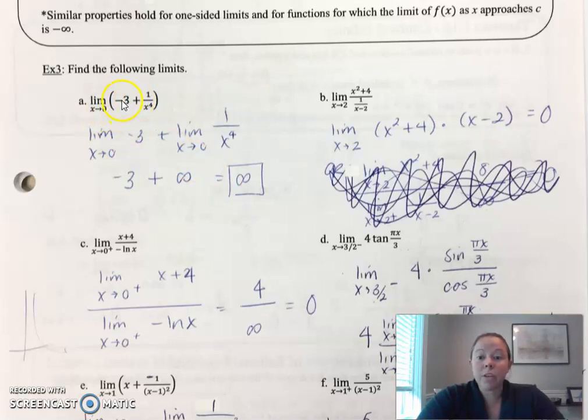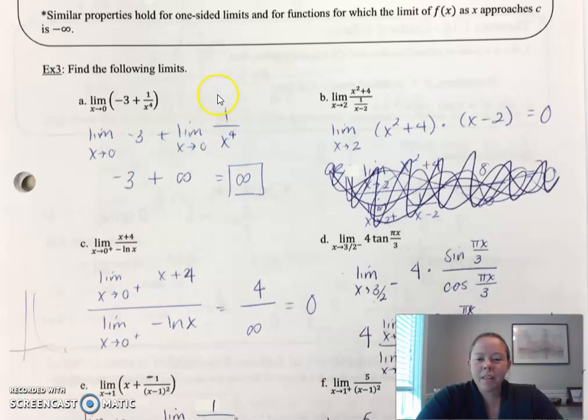And you can actually treat this like two separate limits. So I've broken it up into two limits. This first one's a -3. That's not a big deal. It's the second part where we have an issue. If we try to plug 0 in, we get 1 over 0. Well, that's not going to work.